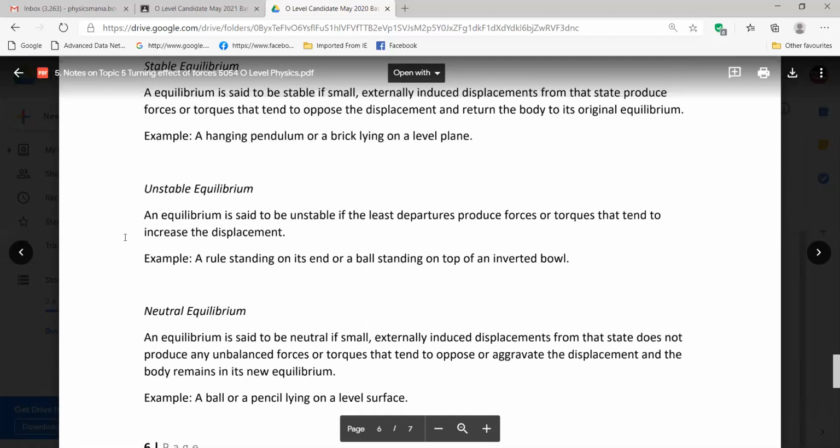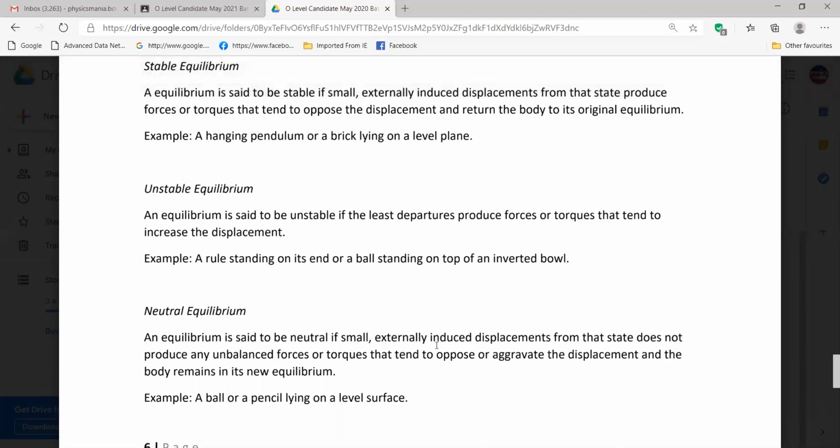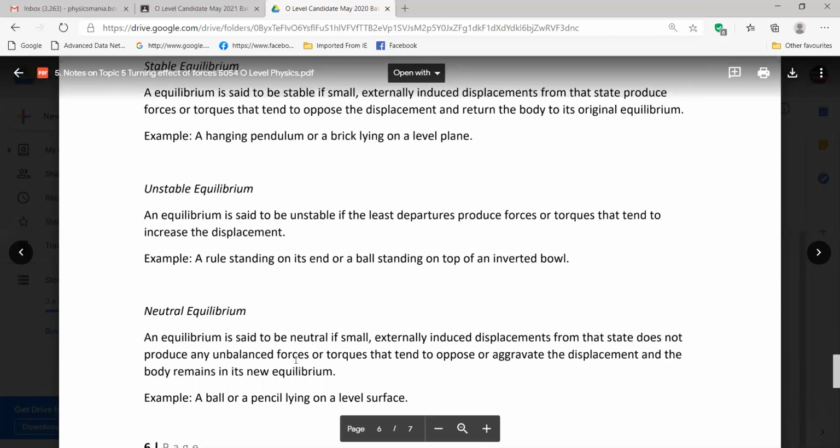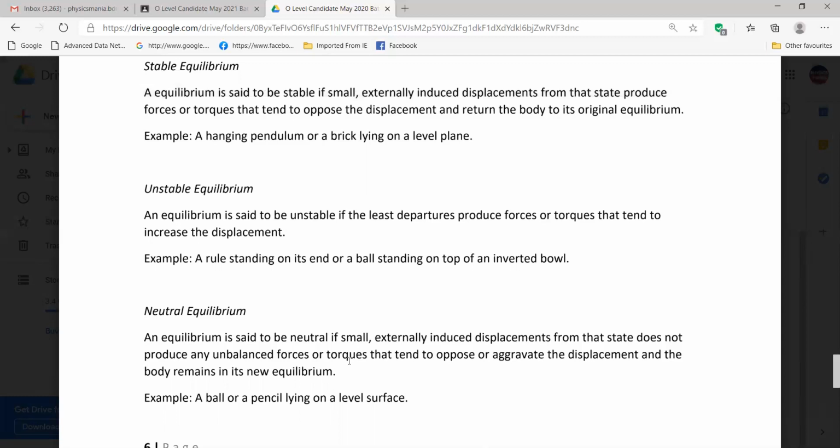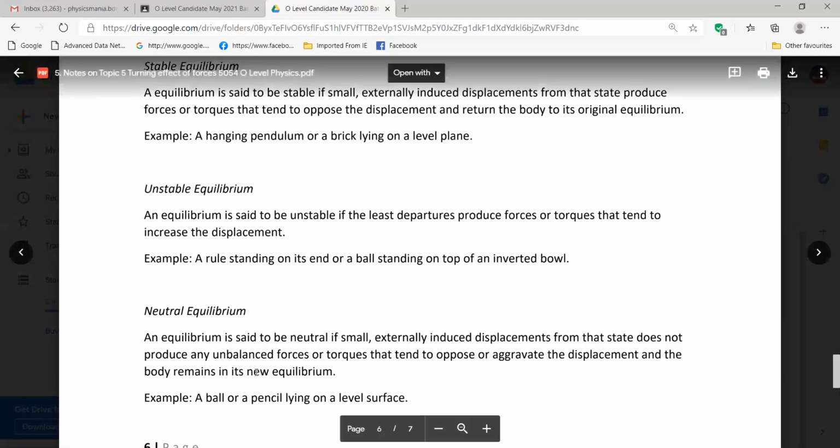So this one is clear to you? No, sir. Can you explain again? Yeah. So here they are saying an equilibrium is said to be neutral if small externally induced displacement from that state does not produce any unbalanced forces or torques that tend to oppose or aggravate the displacement, and the body remains in its new equilibrium.